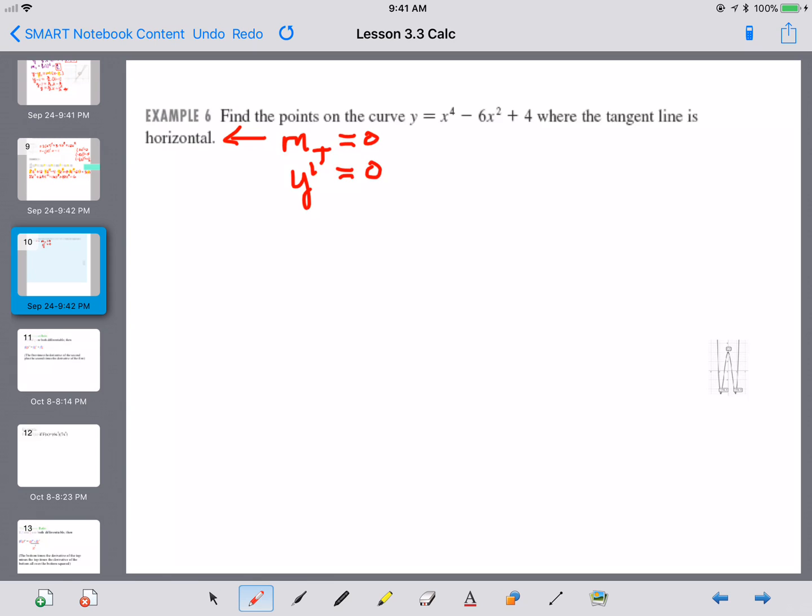So then we're going to take the equation, x to the 4th minus 6x squared plus 4. We're going to find y prime, which is 4x cubed minus 12x plus 0. And we're going to say, where does that thing equal 0? Where is it horizontal? Because that is the equation for all of the slopes of our tangents.